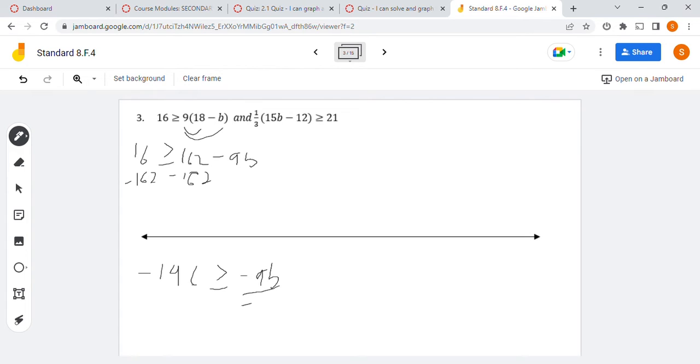Finish this out by dividing by negative 9. We end up with b by itself on that side. We are going to flip the sign because we just chose to divide by a negative number.